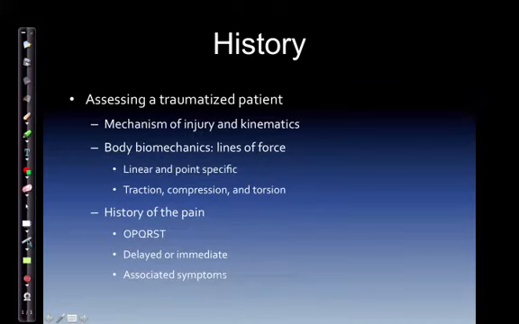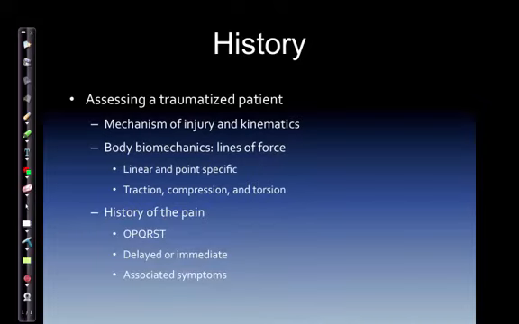All right, so history. Assessing a traumatized patient, the mechanism of injury and kinematics. Body mechanics, what line of force do you think occurred? Would there be a linear line, a blow to the limb, point specific like a gunshot wound? Traction results in distraction of the joints and ligaments, and then compression results in impaction of the actual bones that are in there. Torsion results in a shear injury. History of pain, get an OPQRST: onset, provokes, quality, radiate, severity, and time.